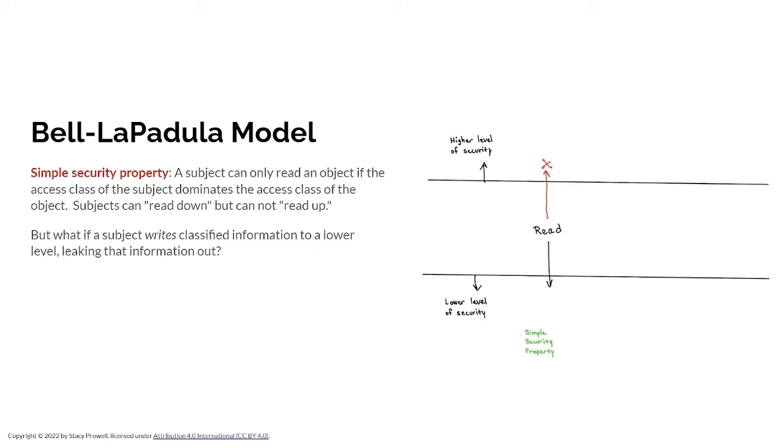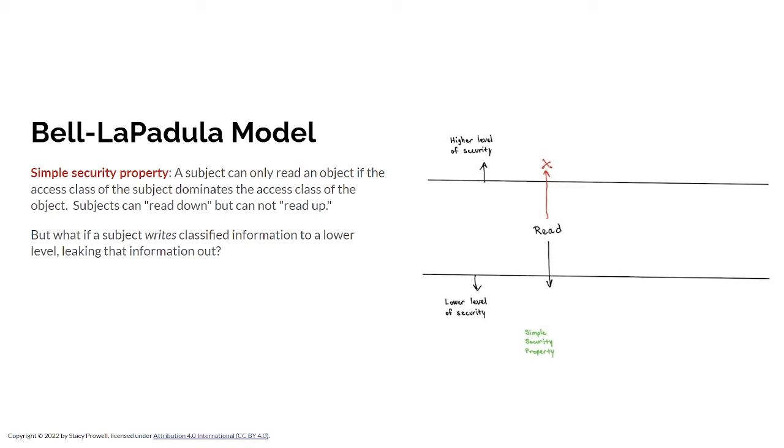But stay with me, what if I let the subject write classified information to a lower level? So I'm allowed to read, let's say, secret information, and I'm also allowed to read classified information. What if I write some of that secret information into a merely classified file? Because the information is one thing, the files are containers. So I take secret information from a secret container and I put it in a classified container. I've leaked information. I don't want that.